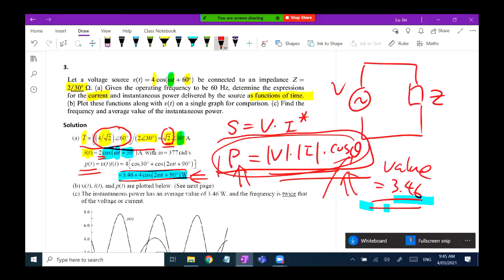For this particular question, what is the angle of the voltage? The angle of voltage is 60. So what is the angle of the current? That should be 30, right? So 60 minus 30, which is 30. So in other words, if you want to use this formula to do the calculation, this theta should be 60 minus 30. All right, thank you very much.